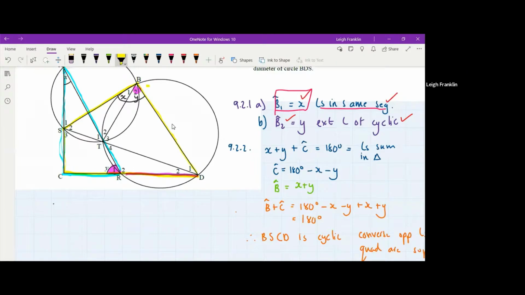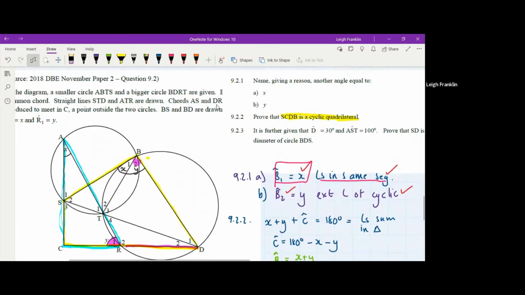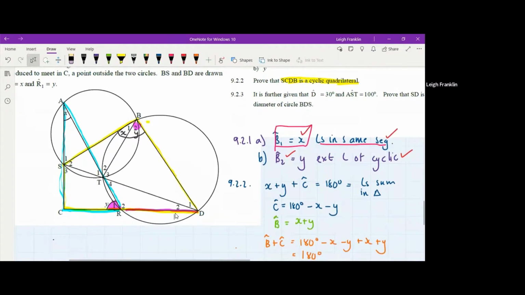When they want you to prove that something is cyclic, and now they're asking us to do this in 9.2.2, what we've worked out in 9.2.1 probably has something to do with this. So whatever you've already worked out above, look at how that can help you answer the next question. That's how all these questions are constructed: when you discover this, you can then do that, and then you can do this. Whatever you have already done is a clue as to how to do the next thing.